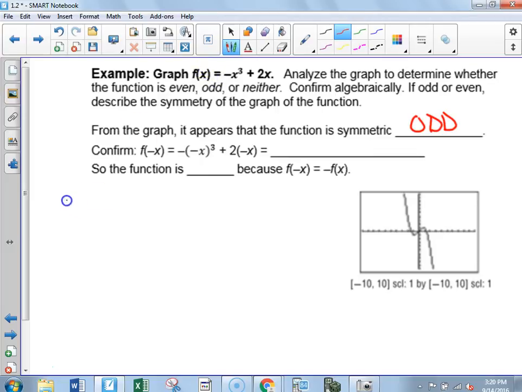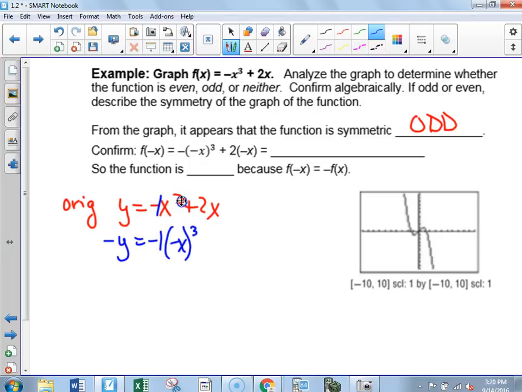Okay, so the original one is y equals -x cubed plus 2x. If I replace everything with its opposite, I get -y equals negative... Now, this already has a -1 in front of it, yes? And a cube. This is kind of tricky. When I replace the x with a -x, it's the cubed part. And then I replace this x with a -x. That was kind of confusing. All right, this is just -y.